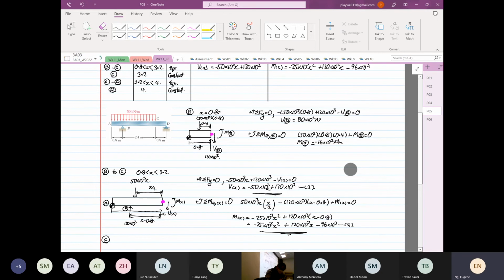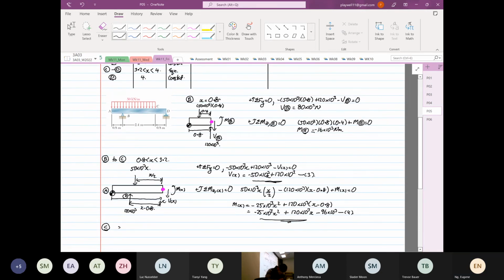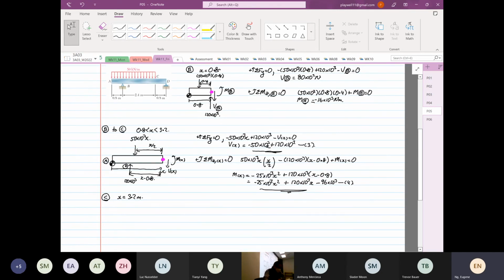So point C is where x is equal to 3.2 meters. At point C is pretty interesting because there's nothing at point C but the end of the distributed load. So this is our point A. At point B, we have 120 times 10 to the power 3. And this is where our point C is. So V at point C, moment at point C.